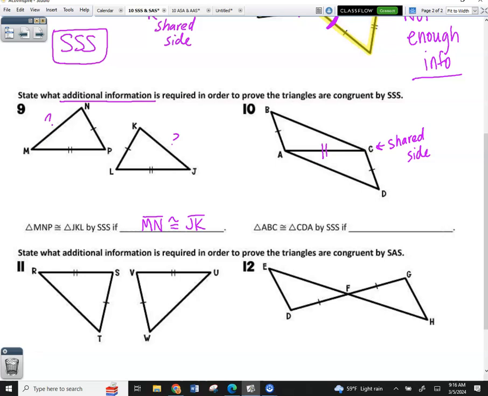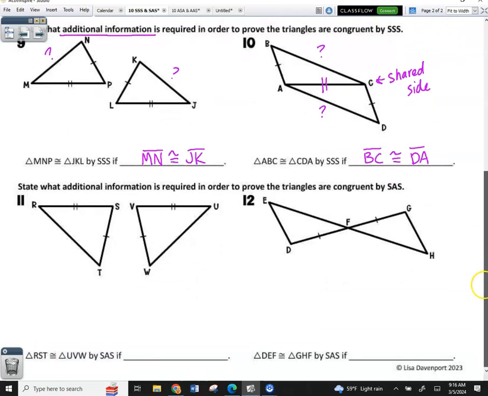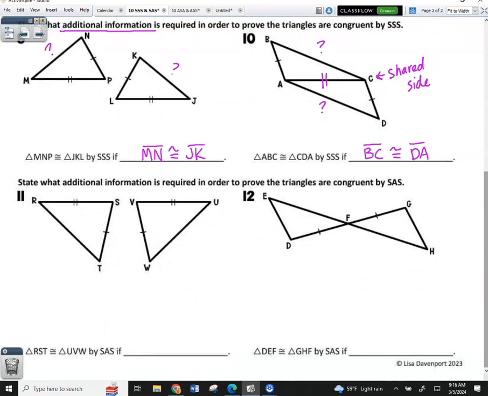We're shooting for side, side, side. So we would need what? BC to be congruent. Read your statement. BC would need to be congruent to DA. And we don't have that.